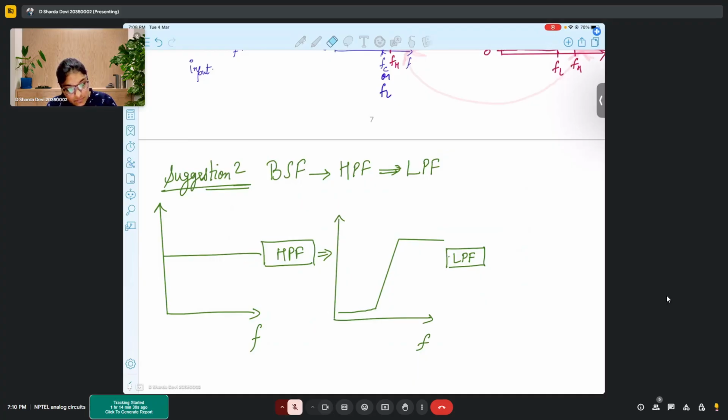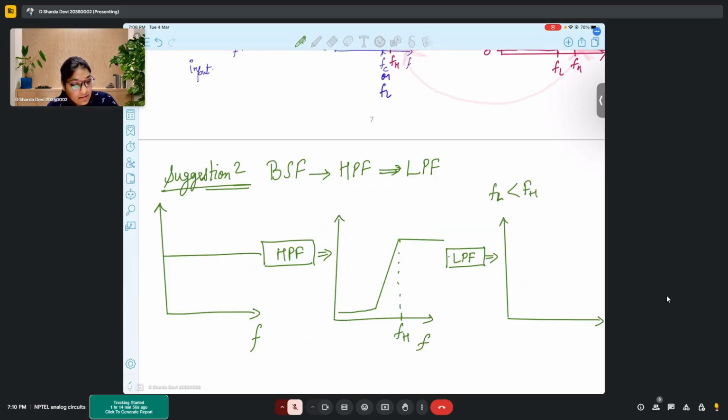Okay, so this is your FH. What do you want me to do? FL should be greater than, less than. For low pass filter, what? FH should be greater than FL. This is what you want?